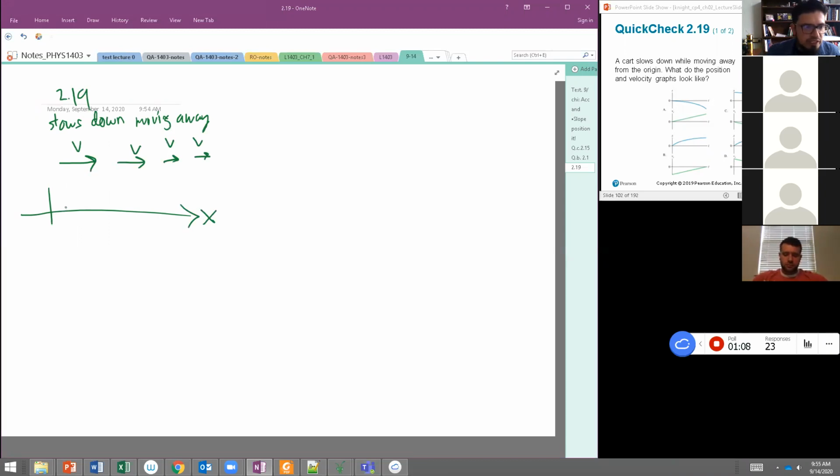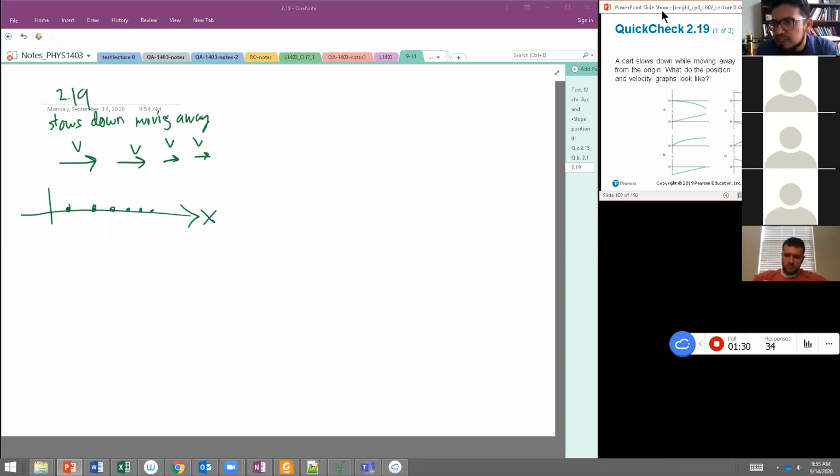We know our position's increasing, right? It's getting to larger points. But they are still positive. So let's see what you guys think here. Lots of D's. So first of all, let's look at the position.